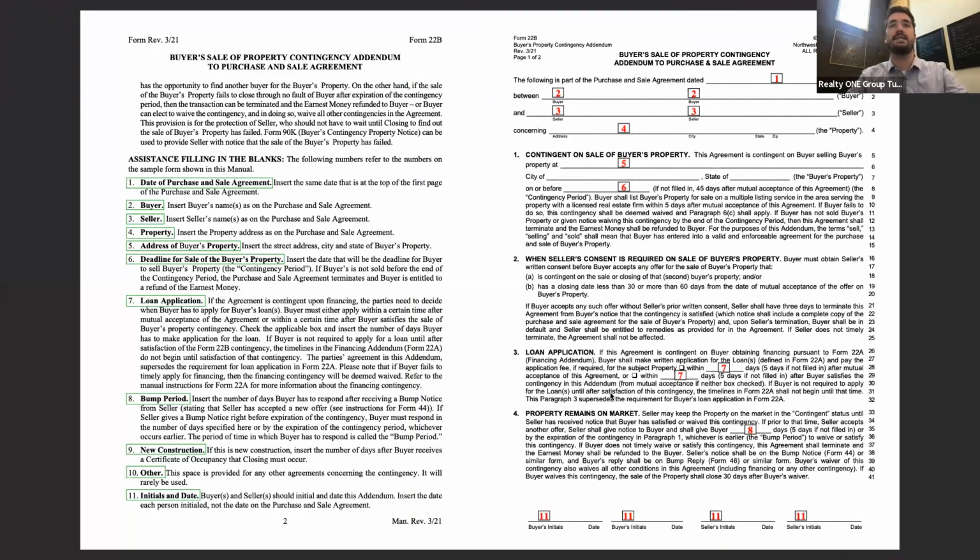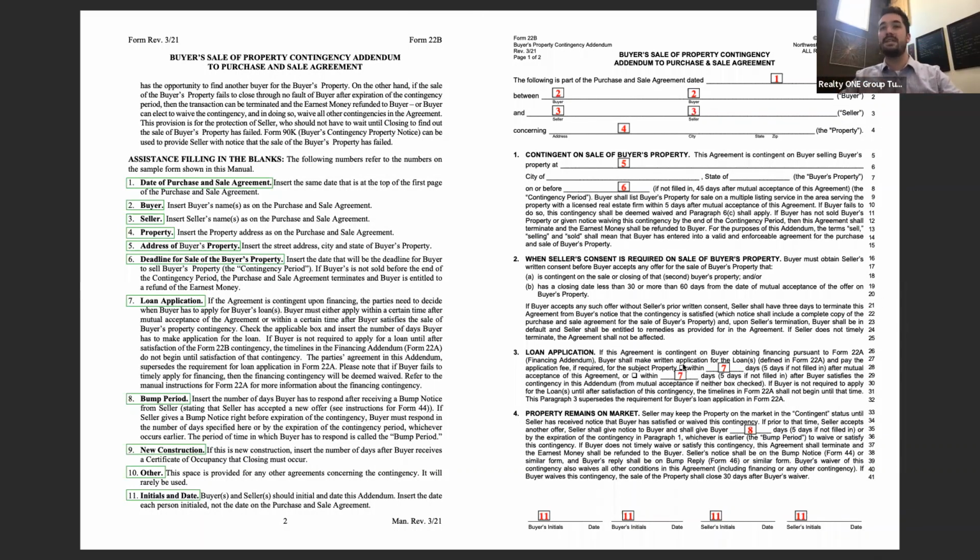Okay, moving on, back to the 22B. Paragraph 3 is really pretty much the same as the 22A paragraph 1. This is saying that if the buyer is obtaining financing to purchase, they have to sell their home, but simultaneously they are getting financing to buy the property. So they're also getting financing.